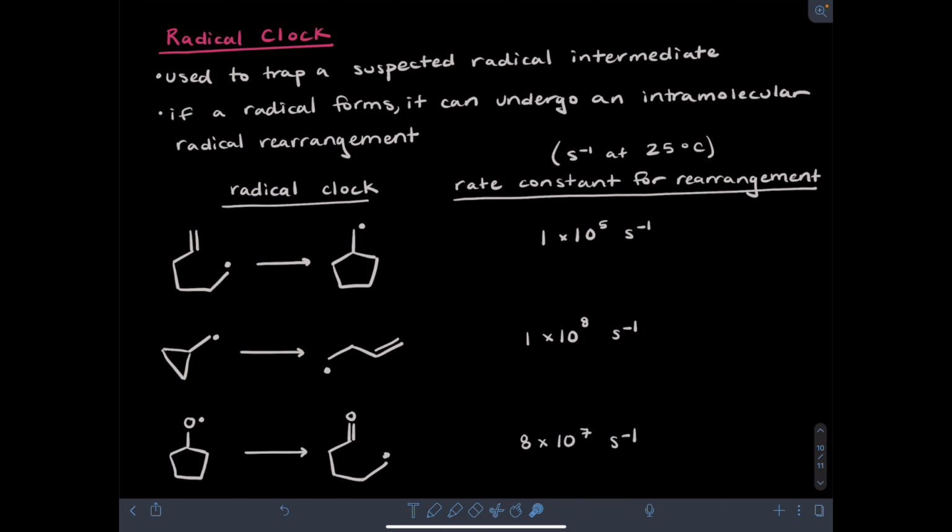And a final example of a radical rearrangement reaction that can be used for oxygen radicals is having an oxygen radical off of a 5-membered ring. In this rearrangement, a very strong carbon-oxygen pi bond forms, and a carbon radical forms as well. This occurs at a slightly lower rate constant of 8 × 10⁷ inverse seconds. We'll work through some examples in class, but the general idea here is that if you embed these motifs into your molecule, you can determine if a radical forms at these positions because it will undergo these rearrangements at these rates.